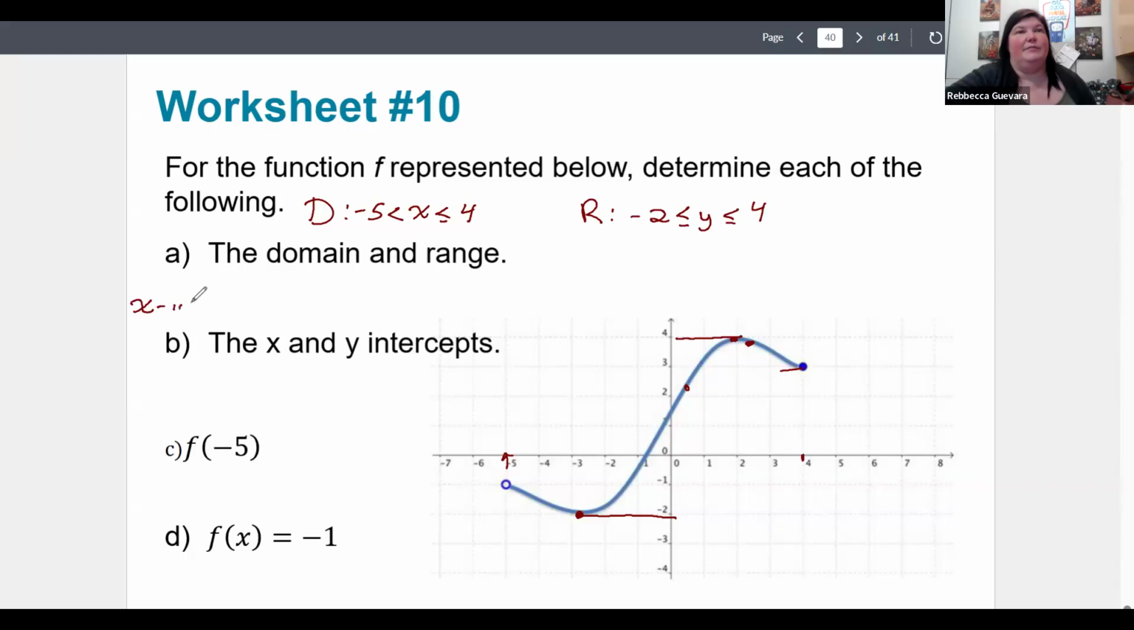So x-intercept, it looks like we only have one here as an x-intercept. So that's like maybe a -0.9. Y-intercept, x is equal to -0.9. Y-intercept appears to be roughly here. Well, it looks like maybe 1.5. That's at y equals 1.5.